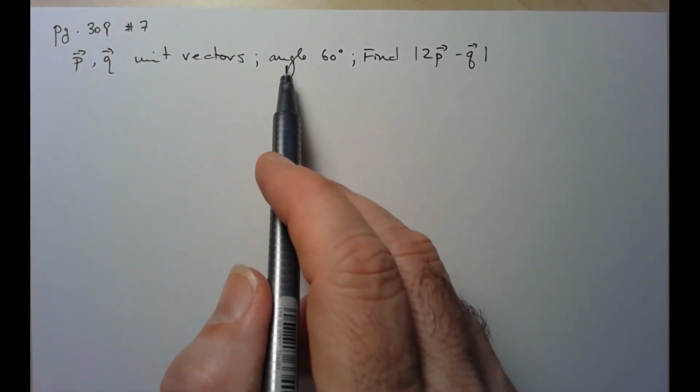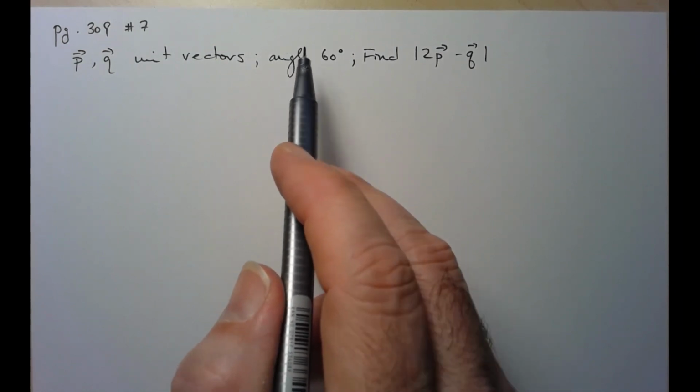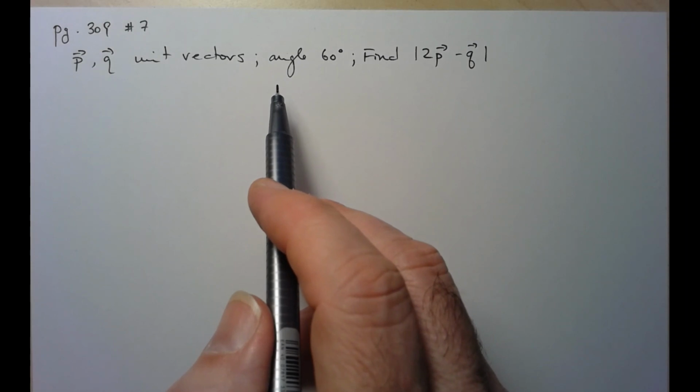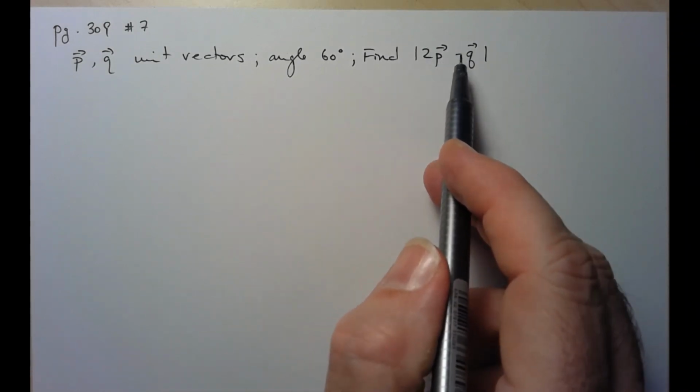They tell us that the angle between the vectors is 60 degrees, so we know that means they must be placed tail to tail in order to show that. And then they're asking us to find the magnitude of this combination of the vectors, 2P minus Q.